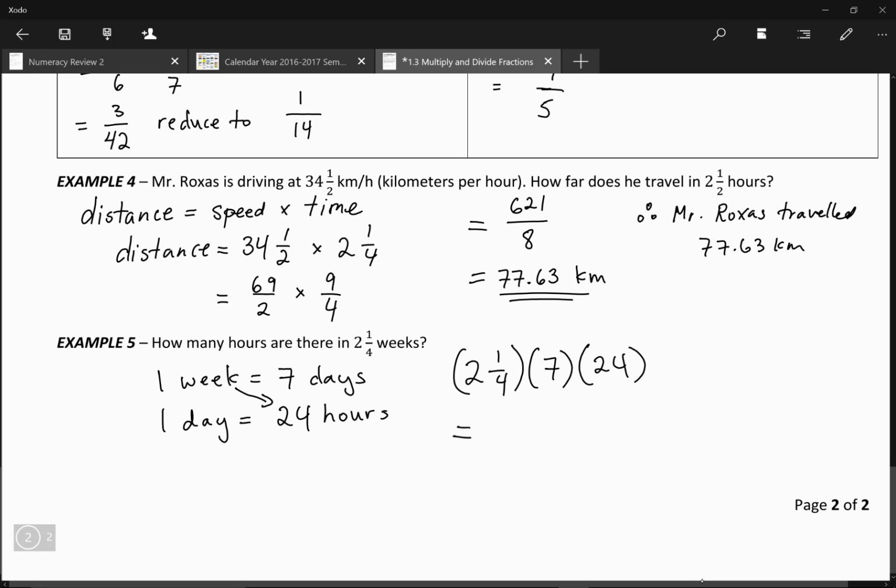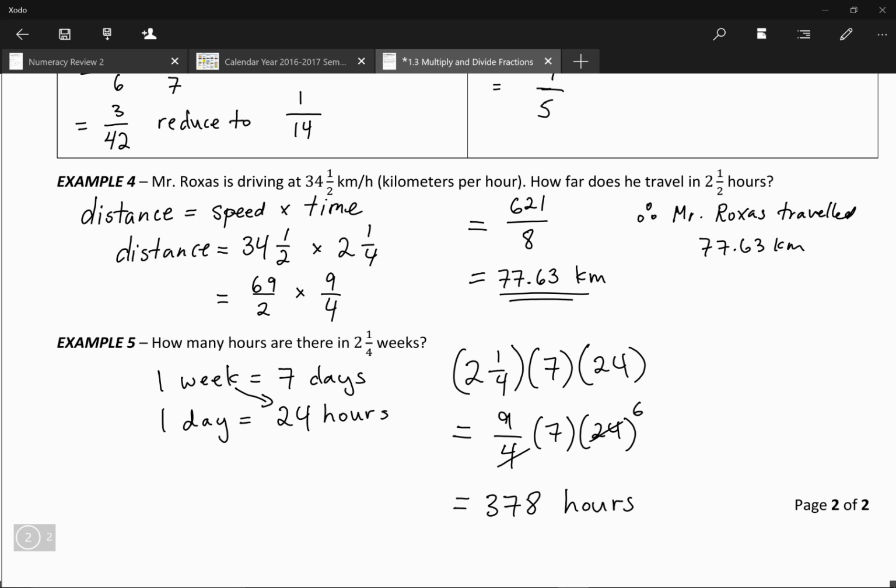So 2.25, I'm going to convert that to an improper fraction. So 2 times 4 is 8, plus 1 is 9. So 9 is in the top, 4 in the bottom, multiplied by 7, multiplied by 24. Okay, what can cancel? Well, 24 divided by 4 is 6. Okay, so 9 times 7 times 6 is 378 hours in total. So 2.25 weeks has 378 hours. And that's it.